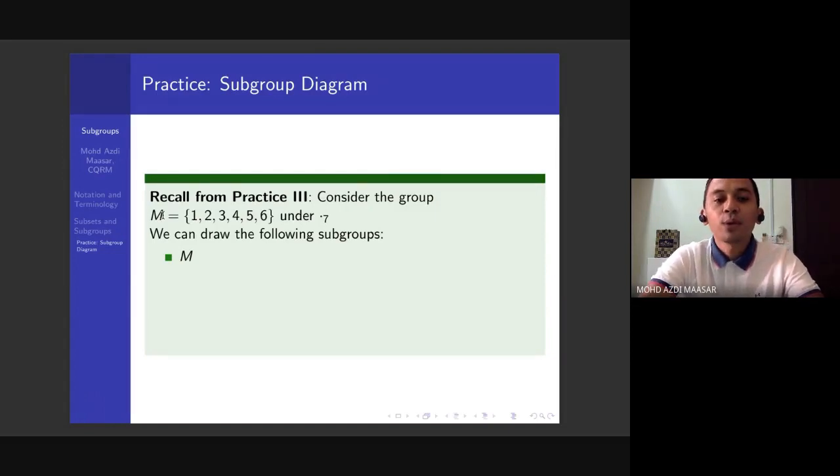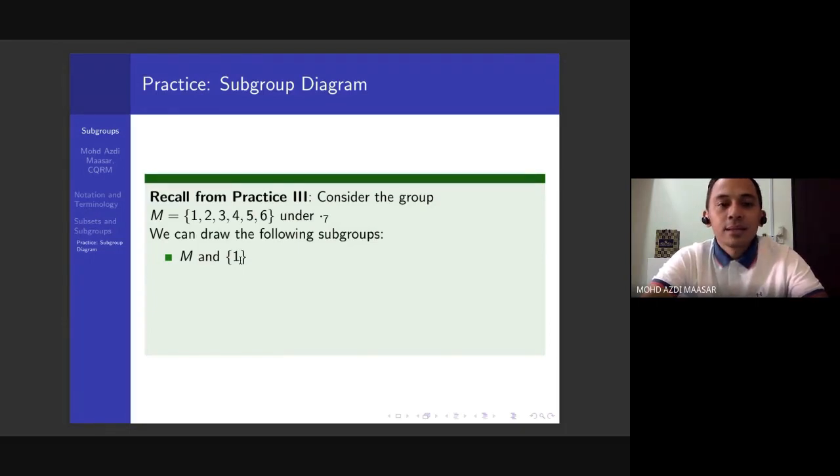Of course, we know that we have the improper non-trivial subgroup, M itself, as one of the subgroups. And then also the subgroup containing only 1, the identity. This will be the trivial proper subgroup. So at least we have these two subgroups.